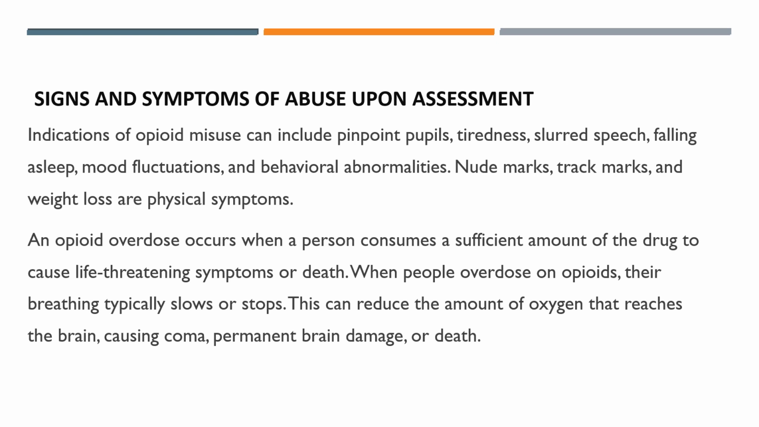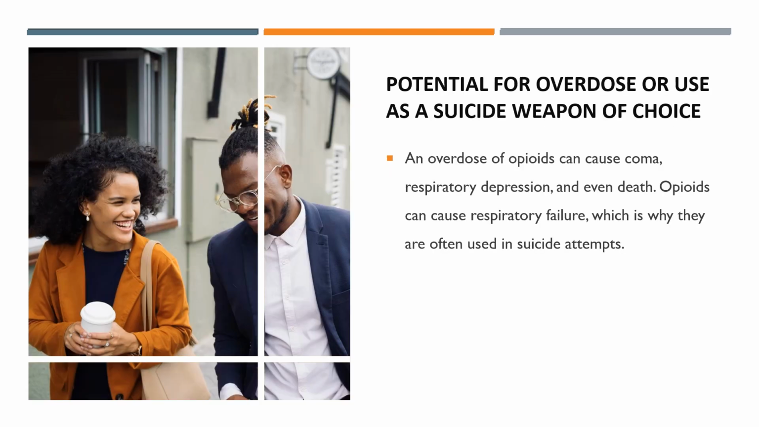Signs and symptoms of abuse. Indications of opioid misuse can include pinpoint pupils, tiredness, slurred speech, falling asleep, mood fluctuation, and behavioral abnormalities. Also, you can observe needle marks, track marks, and weight loss as physical symptoms of opioid abuse. Also, it is important to look for the signs of opioid overdose, which occurs when a person consumes too much opioids and causes respiratory depression.